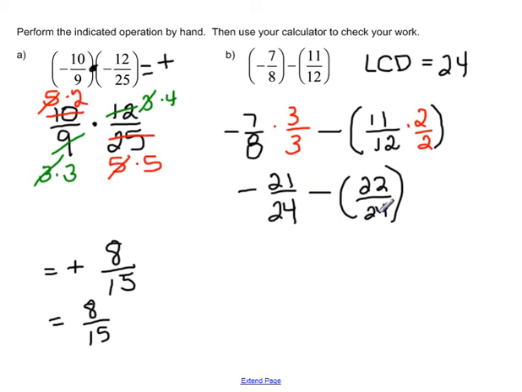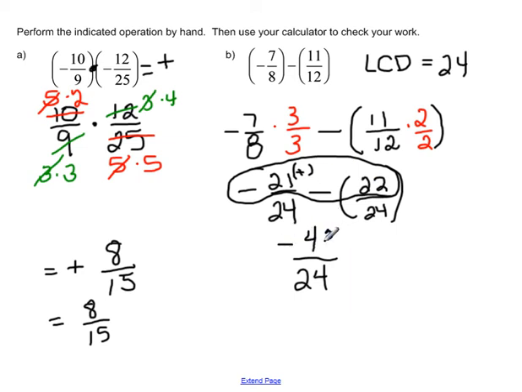And now that we've got that common denominator, I know that's going to be the denominator when I do the subtraction, and I do the subtraction to the numerators. So we have negative 21 minus 22, well that's the same thing as saying negative 21 plus a negative 22, that idea of adding the opposite. So that would give us a negative 43. And we would write our final answer with the negative sign out front, negative 43 over 24. Okay, so there's our answer.